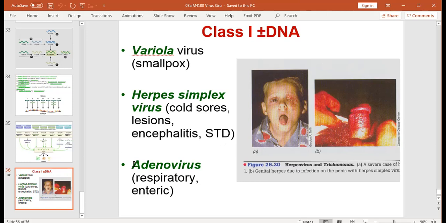And adenovirus. Adenovirus causes respiratory infections and enteric or GI tract infections. This is the end of the audio recording on lecture 3A, virus structure.